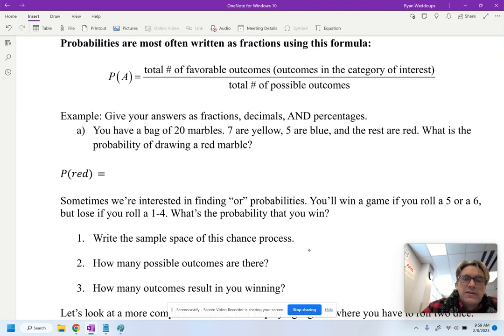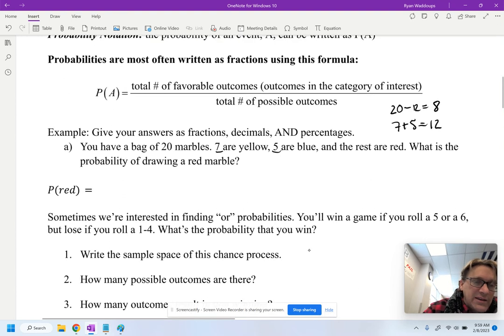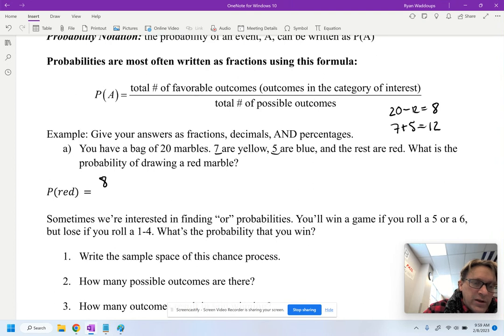Since there are, let's see, 7 yellow, 5 blue, we can add that together and say that 7 plus 5 is 12. And since there are 20 and the rest are red, we can write 20 minus 12 is 8. And so the number of red marbles is 8. That's the total number of favorable outcomes, 8 out of the total of 20 different outcomes.